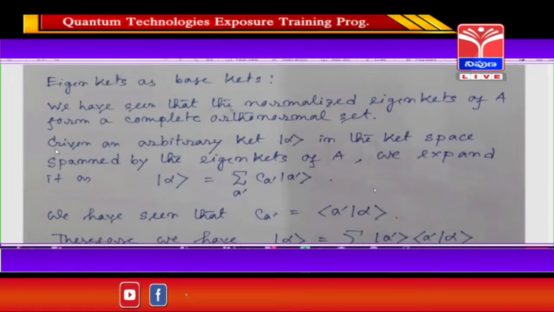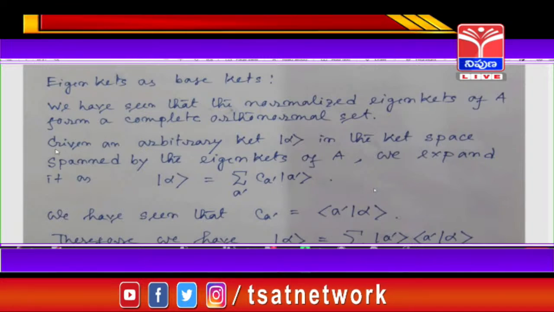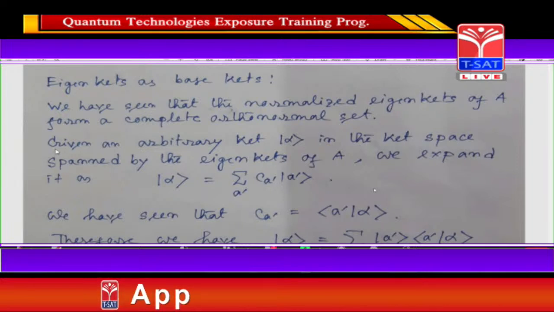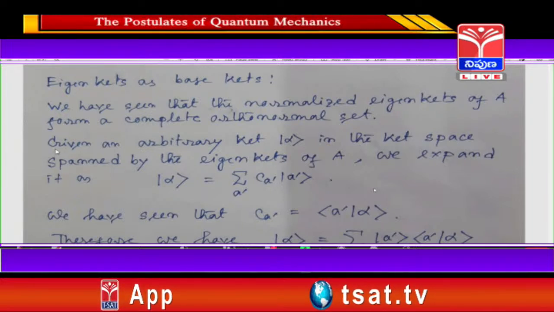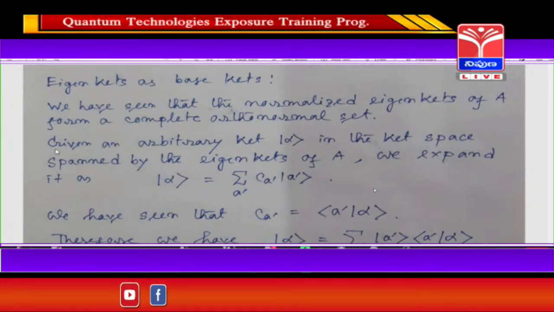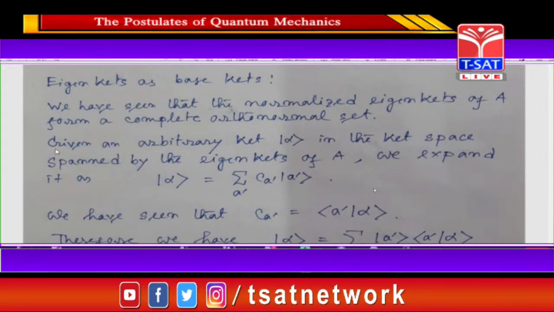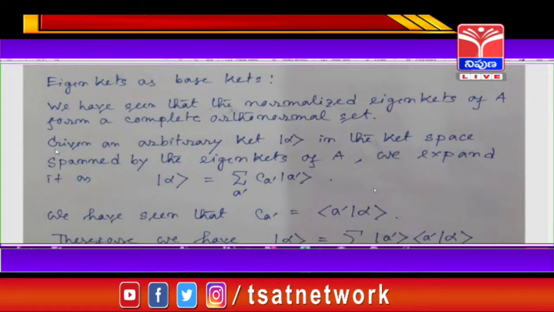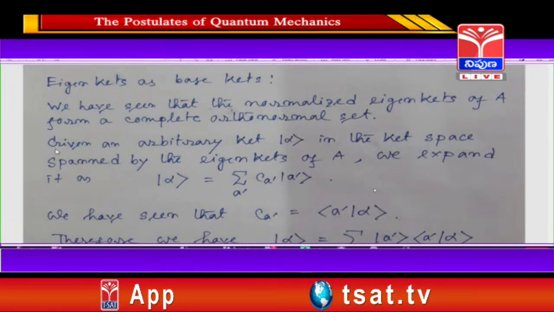What are the eigenkets? We have seen that the normalized eigenkets of a certain observable, say a Hermitian operator, form a complete orthonormal set. So what is a complete orthonormal set? Let me recapitulate again. What are these vectors? The vectors are some elements of the particular Hilbert space. Hilbert space has a certain dimension. Let's say it is a two-dimensional system.